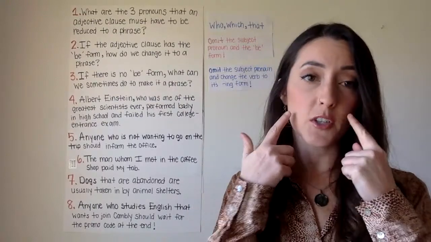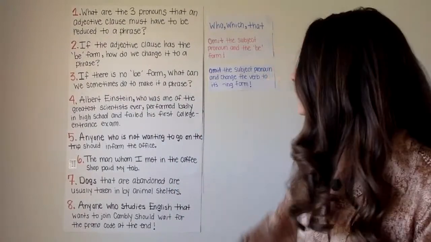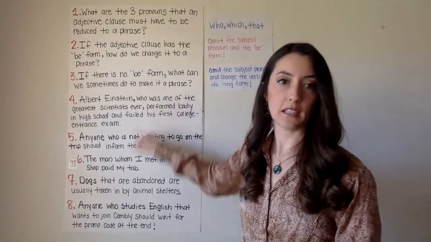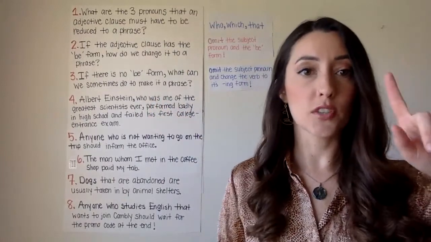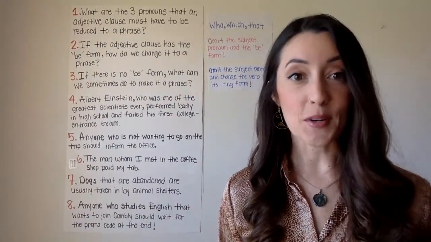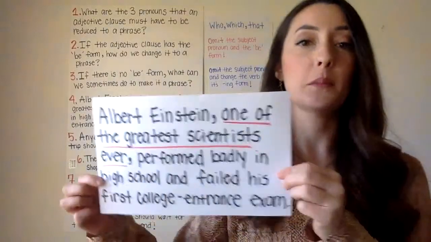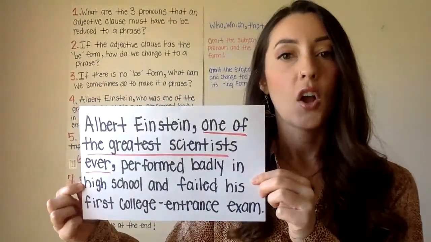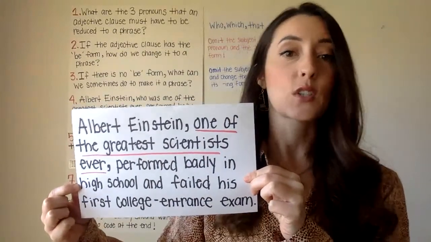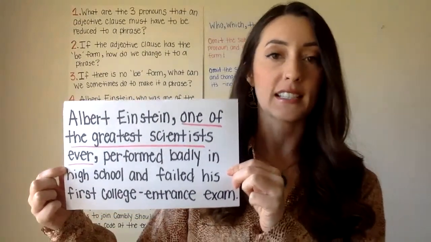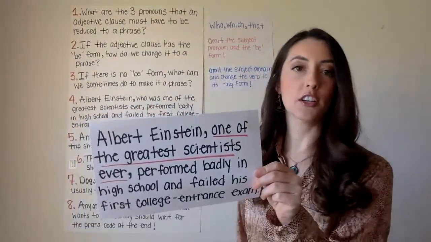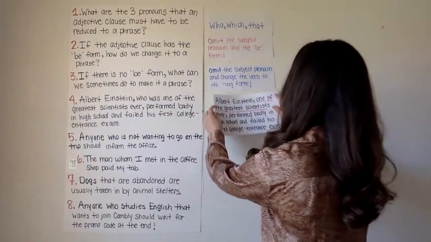Okay, so we do see the verb form be, right? Following our pronoun was. So was is a form of the verb be. It's in the past. So we need to follow rule number 1, which is omit the pronoun and delete the verb form of be. So our new sentence should be, Albert Einstein, one of the greatest scientists ever, performed badly in high school and failed his first college entrance exams. Okay, so we deleted who was. Who was we no longer need in the adjective phrase. Great job.